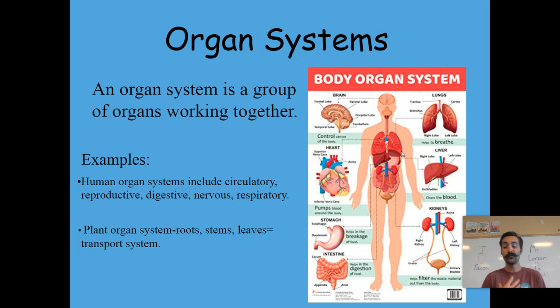Now, humans or organisms that are animals aren't the only ones with organ systems. Plants also have them. Their root system, their stems, their leaves are all part of this transport system. So they are all specific organs that the plant uses to work together so that it can survive. So humans and other animals aren't the only ones that have organ systems. Plants do as well.